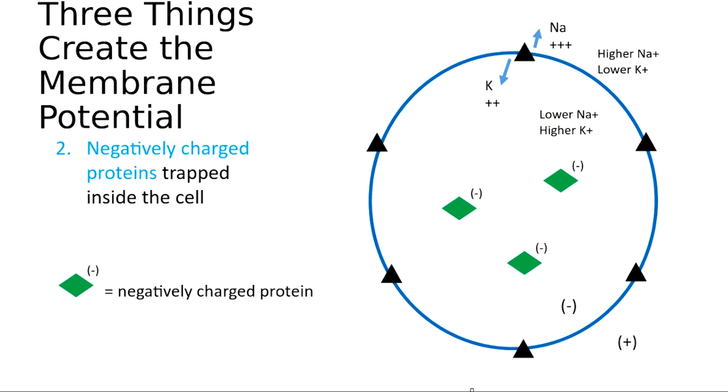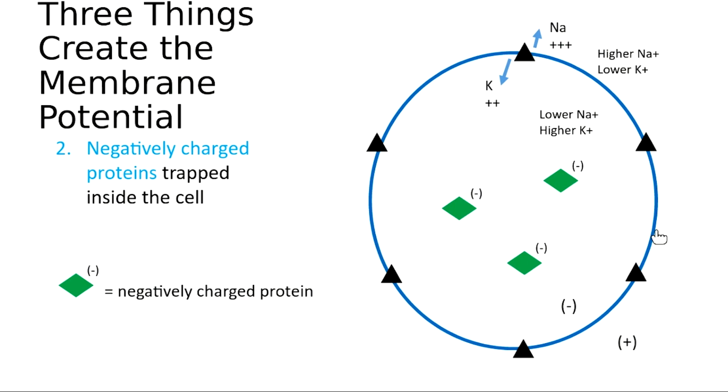A second thing that is helping to create the membrane potential and maintain the membrane potential is the fact that cells are factories, so they're producing things all the time. And one of the things that cells produce are negatively charged proteins. So if you look at these little green diamonds that I've now drawn into our cell, this is my representation of some of these negatively charged proteins that we would find within the cell itself.